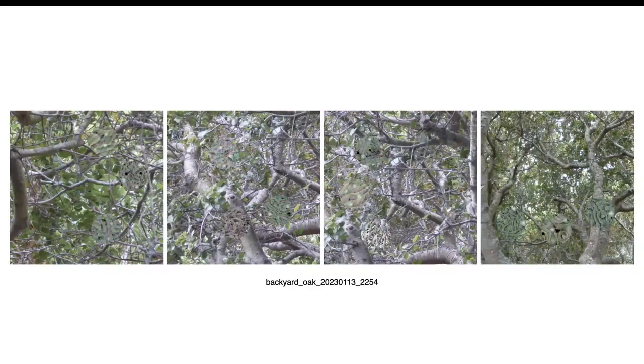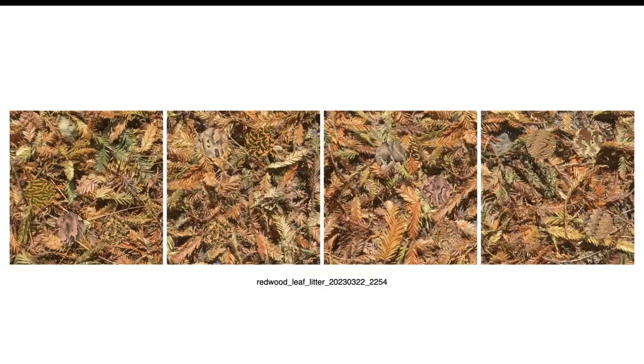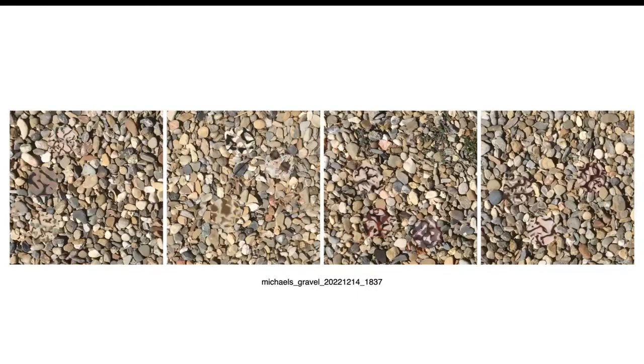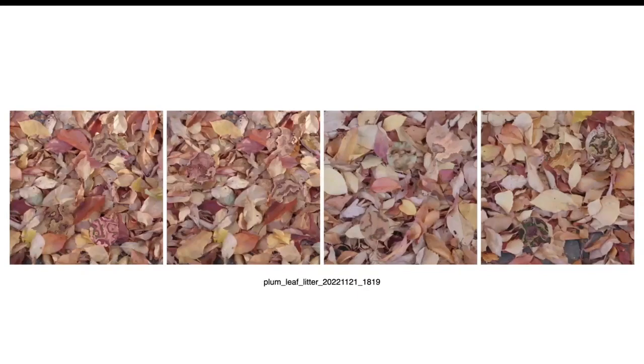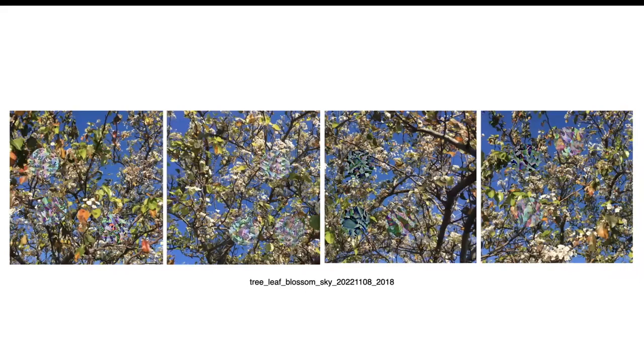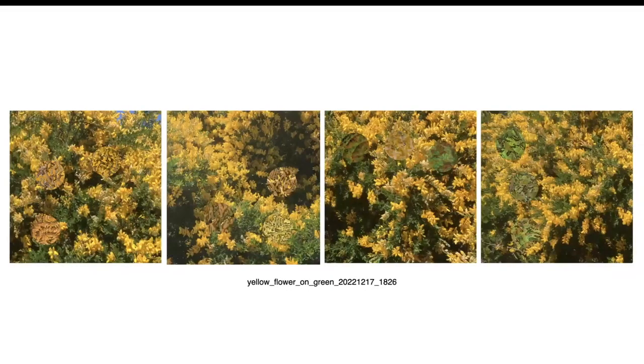This is an oak tree in our backyard. This is leaf litter from redwood trees, sequoias. Is a flower bed. We saw this before. Some gravel, other kinds of leaf litter, dried beans. This is bean soup mix. And trees shot up on a clear day, so there's sky in the background, and a shrub with bright yellow flowers on green foliage.